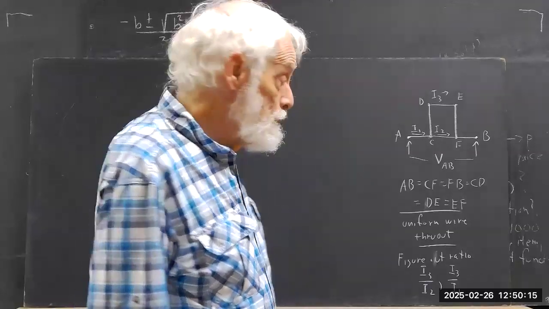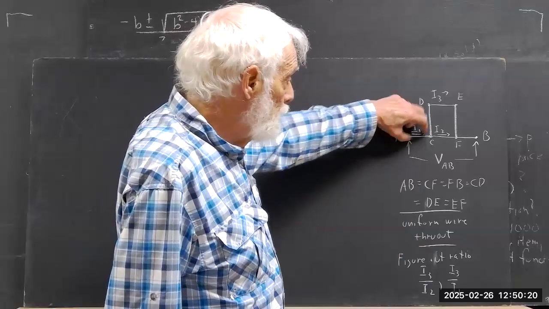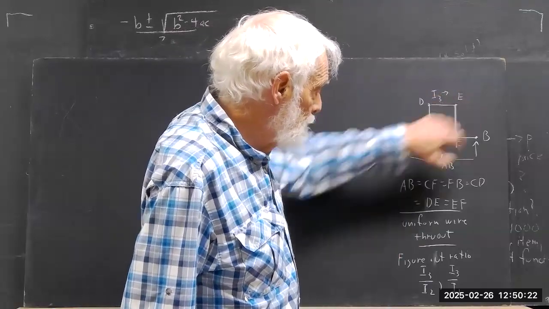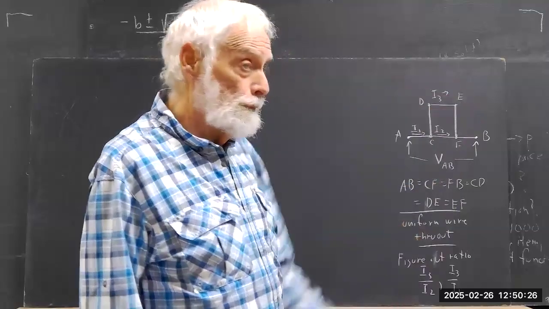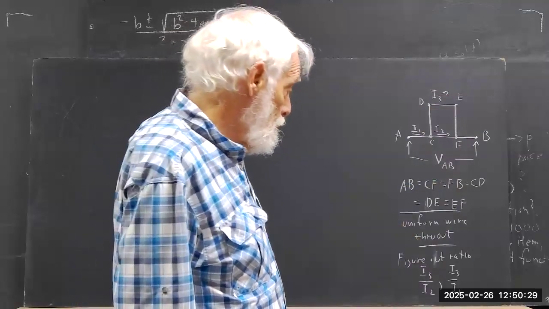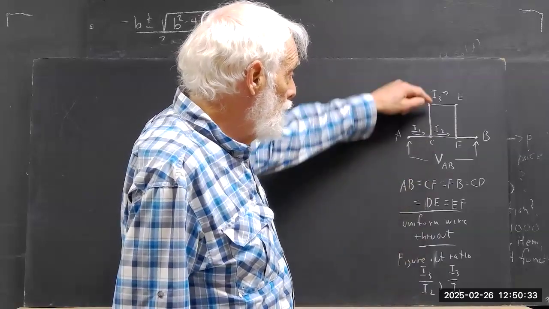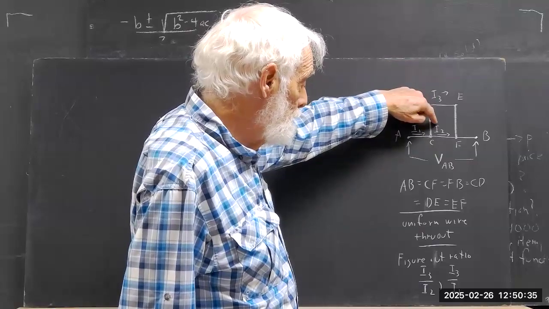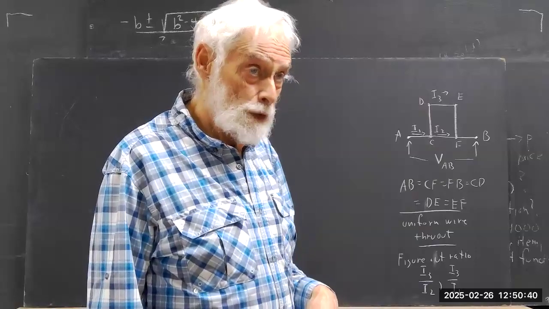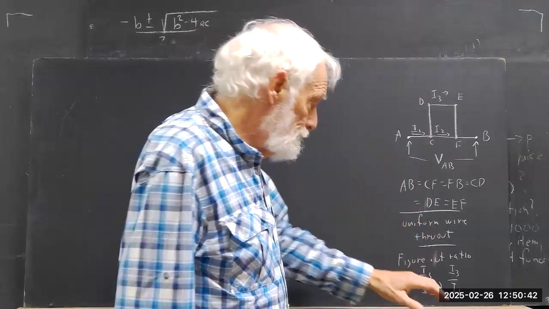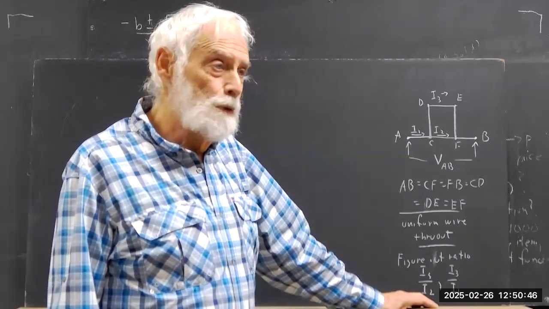Okay. So here's our situation. All these distances are the same. Well, that's what I said here. It's a uniform wire throughout. I'm going to figure out the ratios of current I3 to I2 and I3 to I1. So people have trouble with this because you have to think rather than pull out a formula.